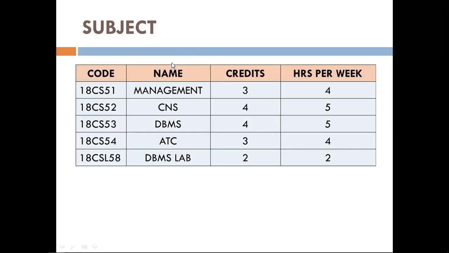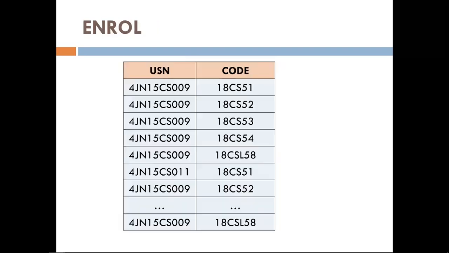And then we had seen the subject table. Again, the subject table has four attributes: code, name, credits, and hours per week. Then enroll is a relationship between the student and the subject tables, where USN values will come from the student table and code values will come from the subject table.